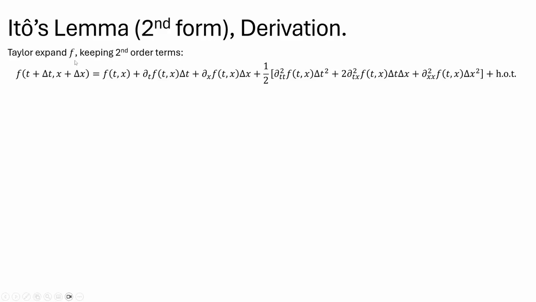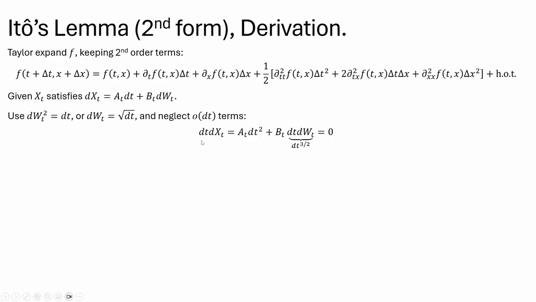We first do a Taylor expansion of the function f, keeping second order terms. The process x, the original process, has its own SDE. Let's calculate two products which will be useful. First, dt times dx. It is a_t dt squared plus b_t dt dW_t.